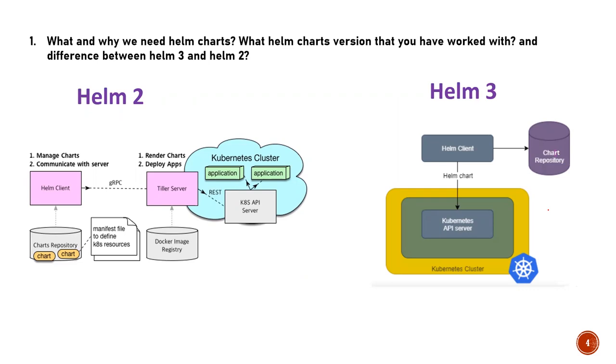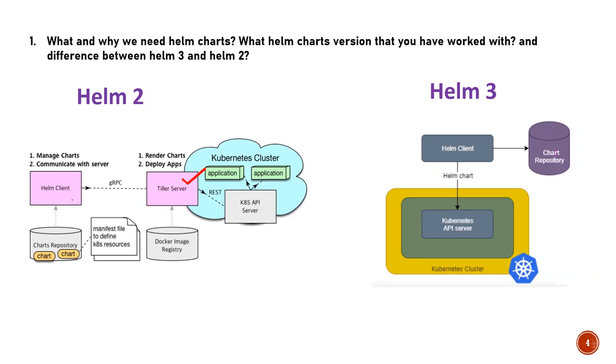Many people say that between Helm 2 and Helm 3, the only difference is the tiller component. In Helm 2, there was a tiller component and in Helm 3, the tiller component has been removed. It's not only this difference, there are many other differences, but this is one of the major ones. In Helm 2, we used to have a component called tiller. It is a client-server architecture in Helm 2.